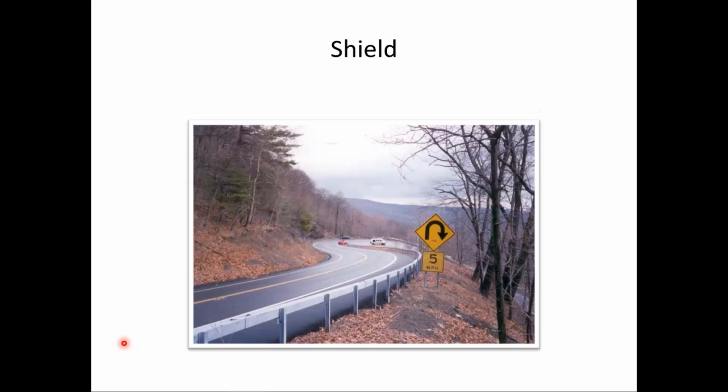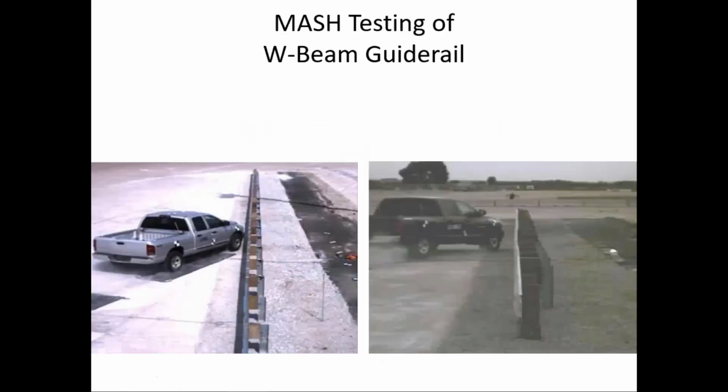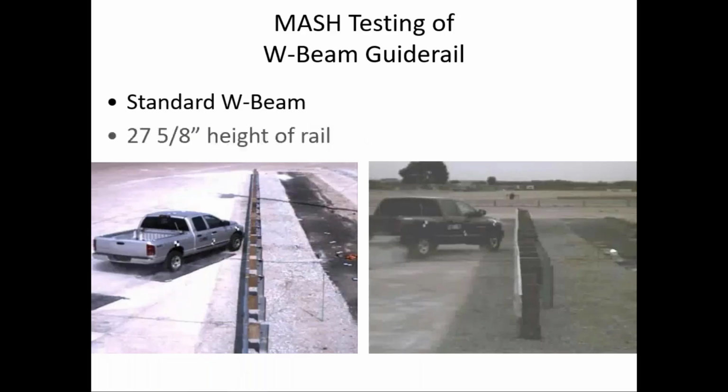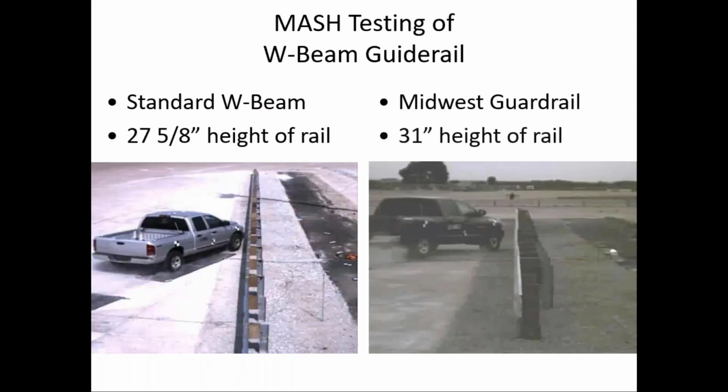Here we see using a barrier to shield both trees on the slope, but also this steep, it looks like a non-recoverable or critical slope. I have a few videos of the MASH testing of various devices. This looks at the MASH testing of W-beam guardrail, two different types.